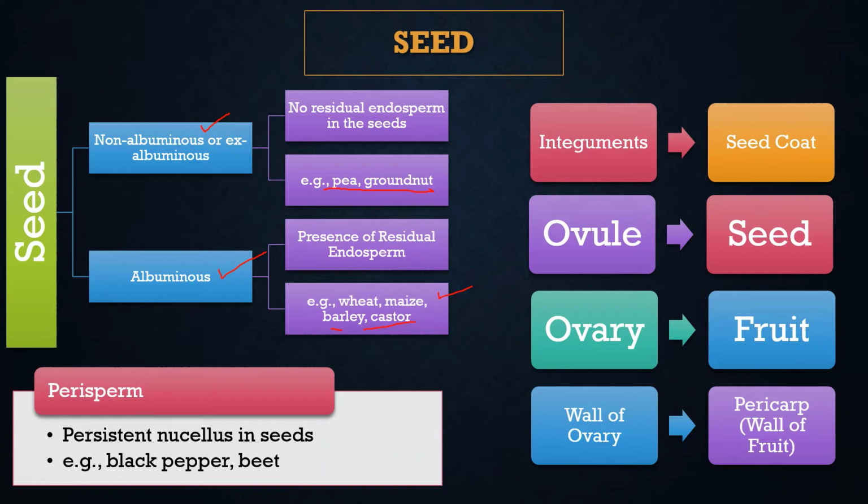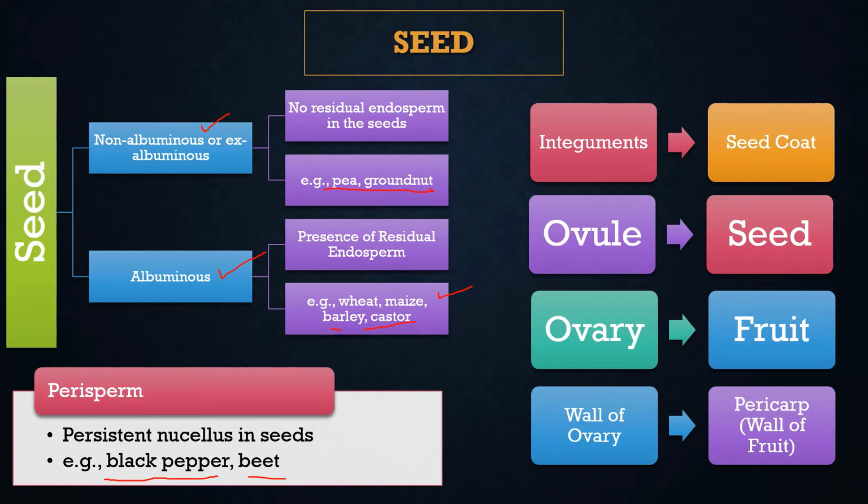Now you also have nucellus in the beginning when the development of this embryo sac had started. Nucellus, if you remember, and in some cases of the seeds there is also some amount of nucellus present in the matured form of the seed, that is persistent in the seed, and that is called the perisperm. Now what is perisperm? It is a persistent form of nucellus present in some of the seeds of some plant species. For example, in case of black pepper and beet, you have the perisperm.